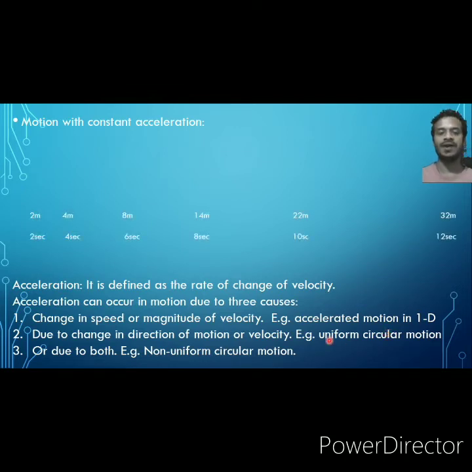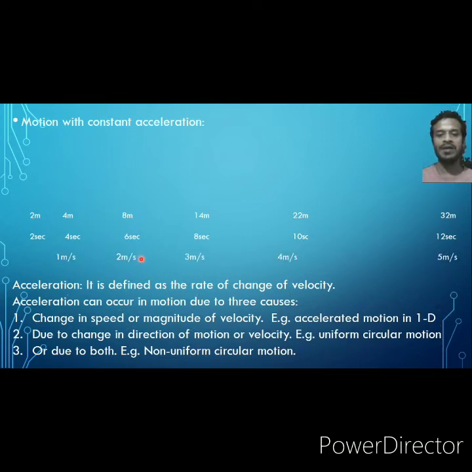So this is an example of motion with constant acceleration, with time and position values. Here we first need to know what acceleration is. The acceleration basically is the rate of change of velocity. And acceleration in motion can be caused by three factors. First, a change in the magnitude of velocity, that means accelerated motion in one dimension. Then a change in the direction of the velocity, as in uniform circular motion, or both magnitude as well as direction of the velocity changing, that means non-uniform circular motion.